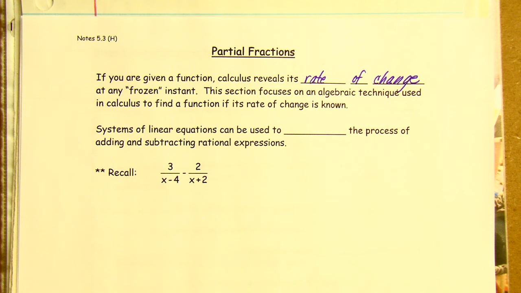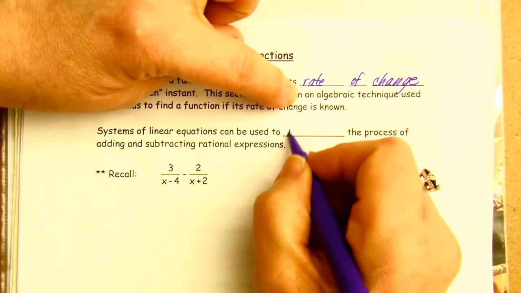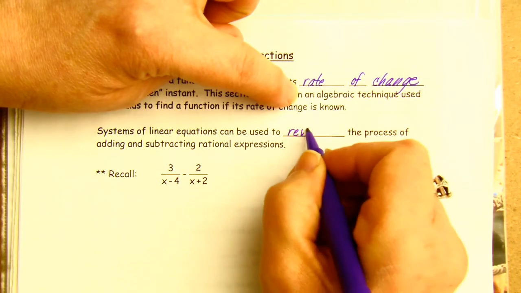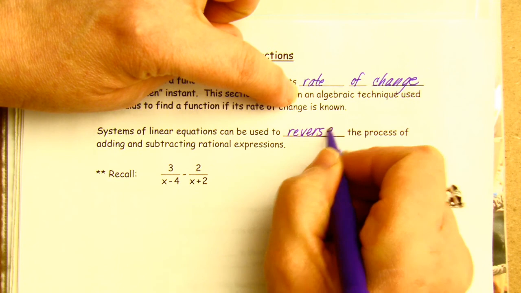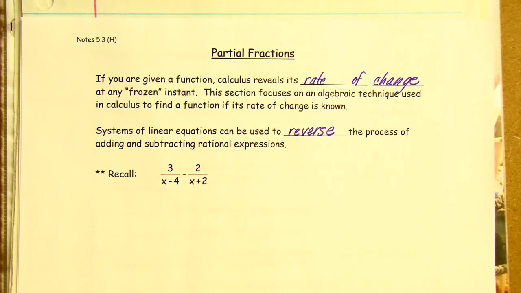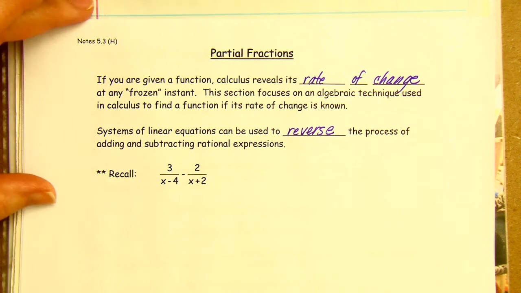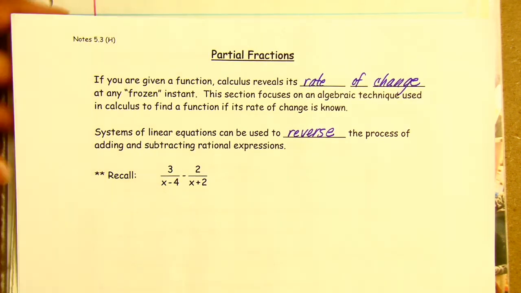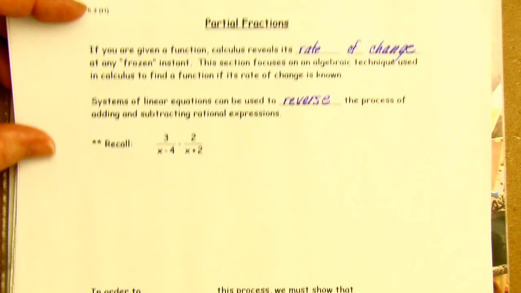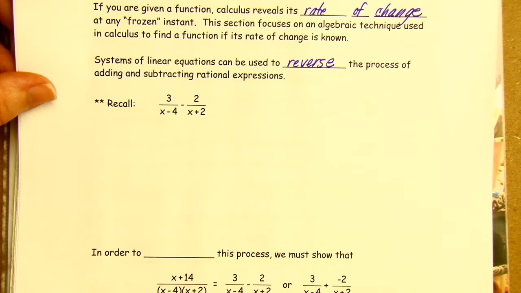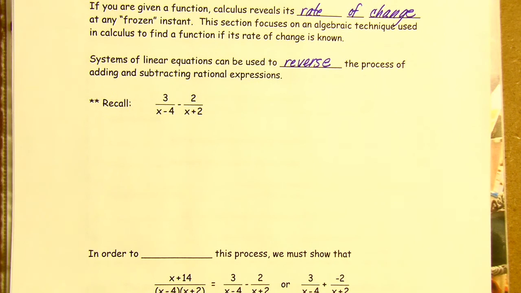Systems of linear equations can be used to reverse the process of adding and subtracting rational expressions. So this first example, which isn't really an example, is just a little reminder of what we end up with when we subtract two fractions, such as 3 over x minus 4 and 2 over x plus 2.